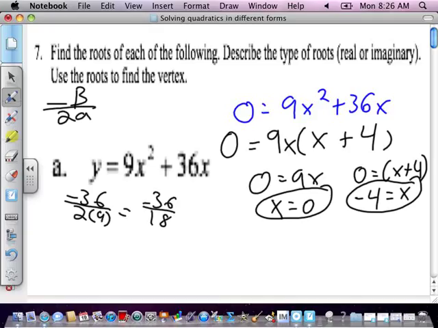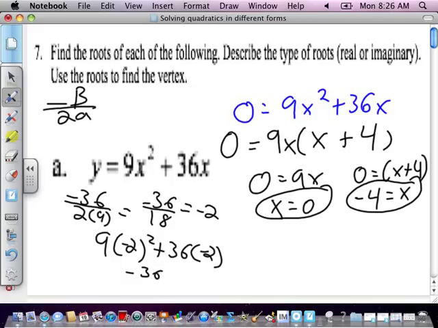What is 36 divided by 18? 2? Get negative 2. Well, that's just the x value, so I've got to find the y value. 9 times negative 2 squared plus 36 times negative 2. We simply plug that into our calculator and we get negative 36. So our vertex is negative 2, negative 36.